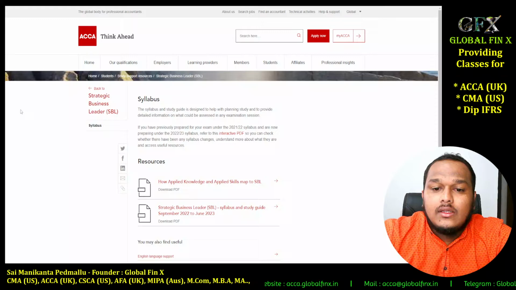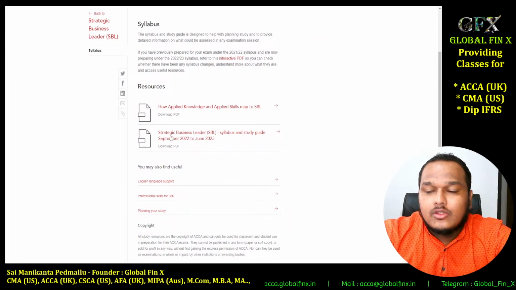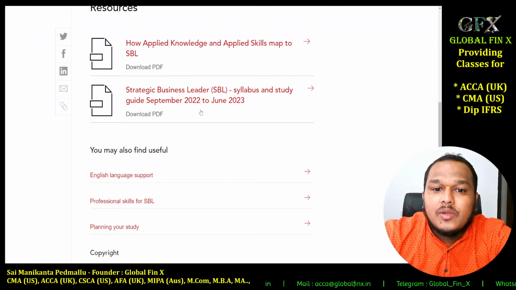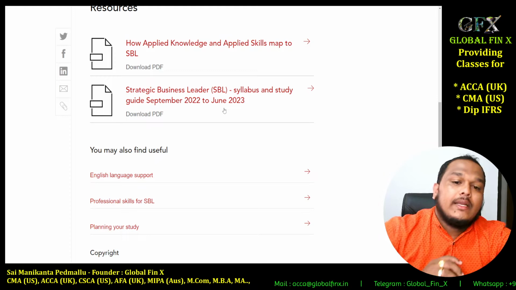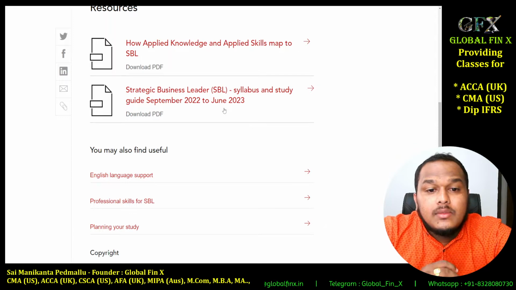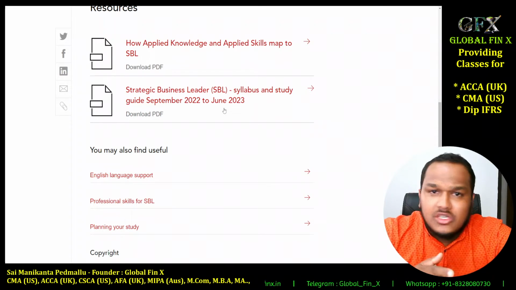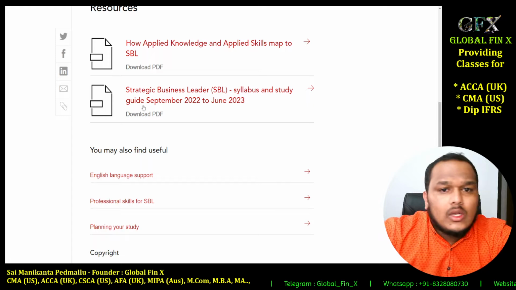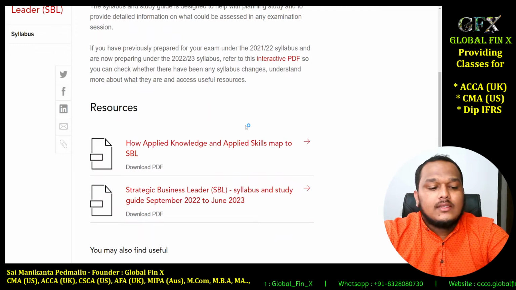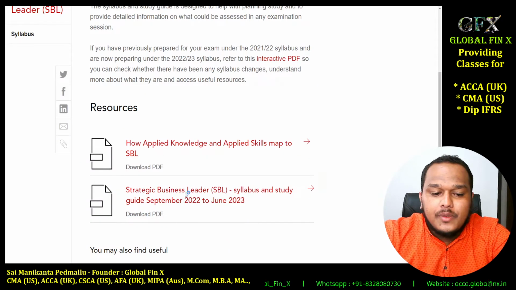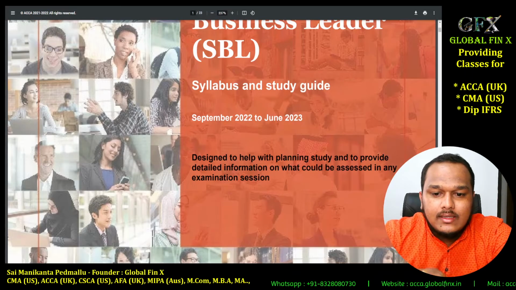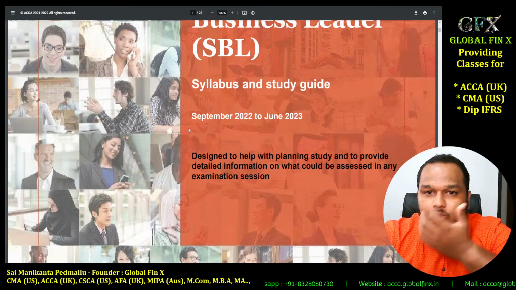As you can see, there is this topic called Strategic Business Leader Syllabus and Study Guide for September 2022 to June 2023. ACCA usually makes changes or amendments to their syllabus effective from September to June of each year. It is a regular, common practice. Like that, for September 2022 also, certain small changes have been brought into your syllabus. Let me very quickly open this PDF file. So here it is, Strategic Business Leader Syllabus and Study Guide, September 2022 to June 2023.